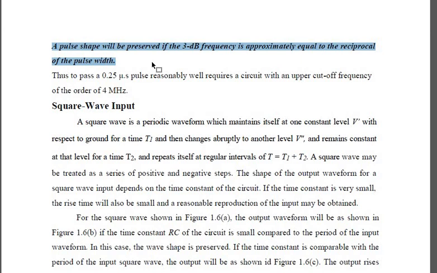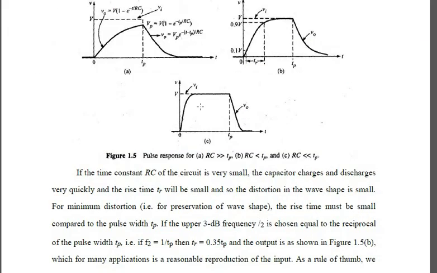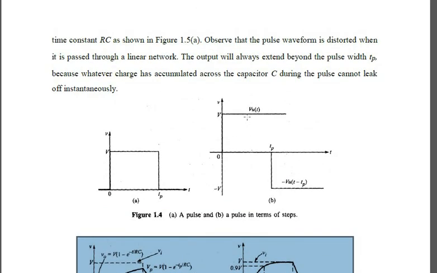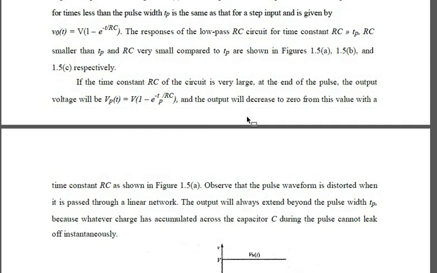Thus, to pass a 0.25 microsecond pulse reasonably well requires a circuit with an upper cutoff frequency on the order of 4 MHz. This is extra information to keep in mind, but importantly you have to consider the main condition. If you get the question, you have to write all these equations, draw the figure, and note what the output value is.